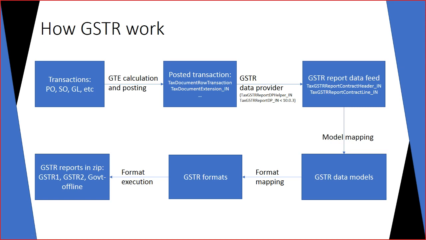So currently, Microsoft supports 3 reports. One is GSTR1, and the second one is GSTR2. The third one is the government offline report. For the first 2, you basically connect with the clear text, and then they will further generate the reports which the government requires. For the last one, you can directly submit to the government portal.